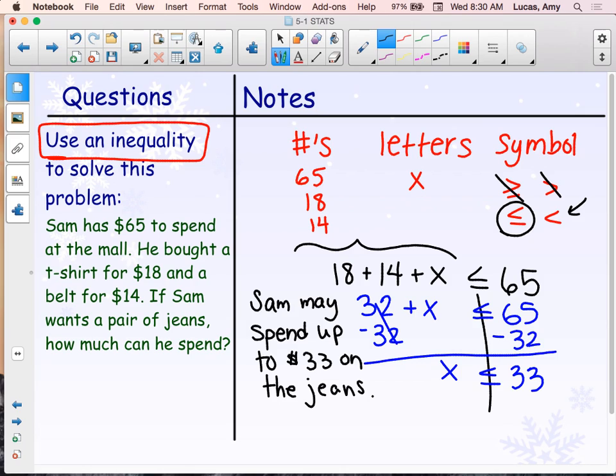So I've got my inequality answer right here, and I've got my explanation. So that is what we're looking for in word problems. If you can understand how to solve it, that's one piece, but being able to write it as an inequality is another skill.